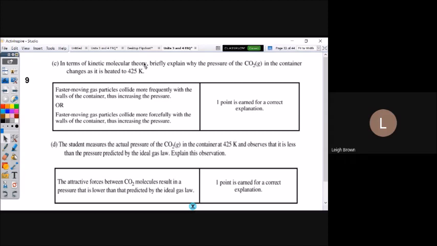So if there's more energy, think about there are going to be more frequent collisions, and those collisions, since they're more energetic, will have more force. So more collisions, more frequent collisions, and more forceful collisions.